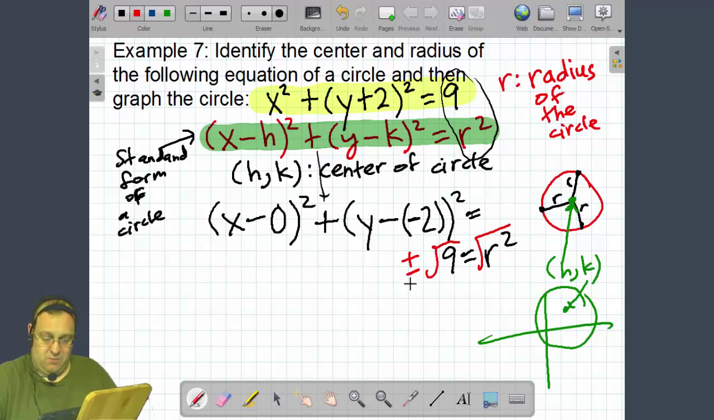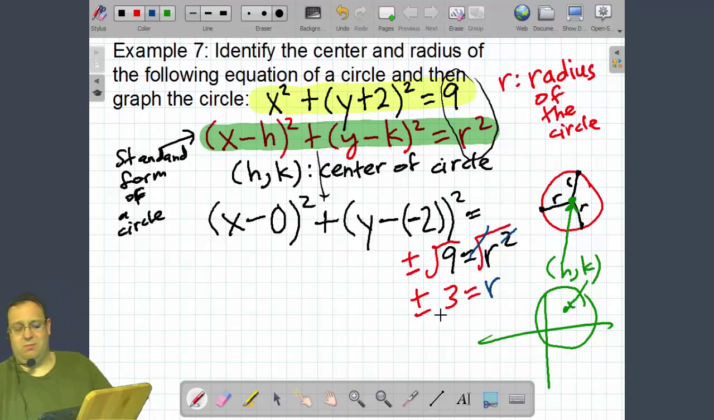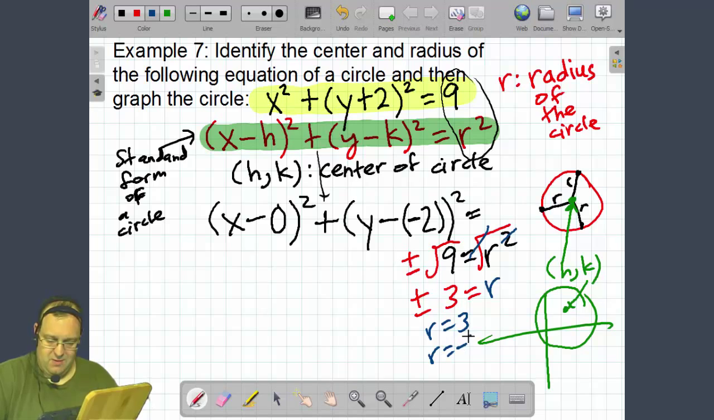And then what's the square root of 9? Well, the square root of 9, I'm just bringing down that plus or minus. The square root of 9 is 3, and then you can see here the square cancels with the square root, so then we just have r. So you have r is equal to 3 and r is equal to negative 3.